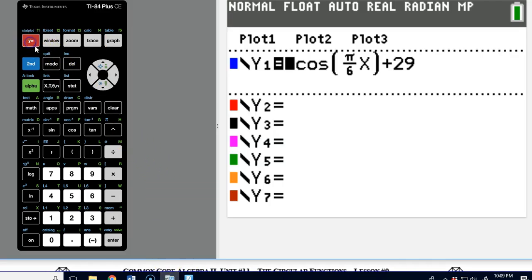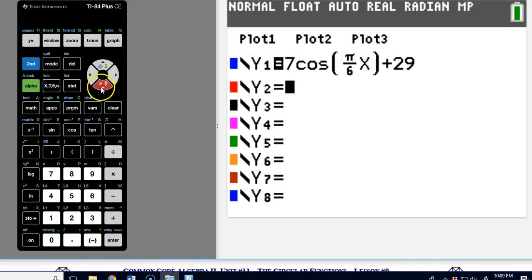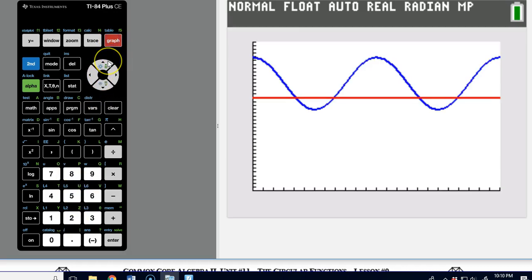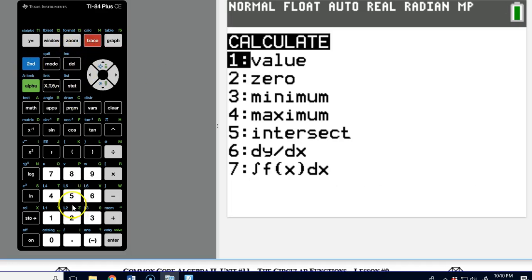So over here, let's pop into here. Let's put in Y2, 25. And let's look at a graph. There's our graph. I need to find these points right here: 1, 2, 3, 4. And we can do that using second calc intersect.